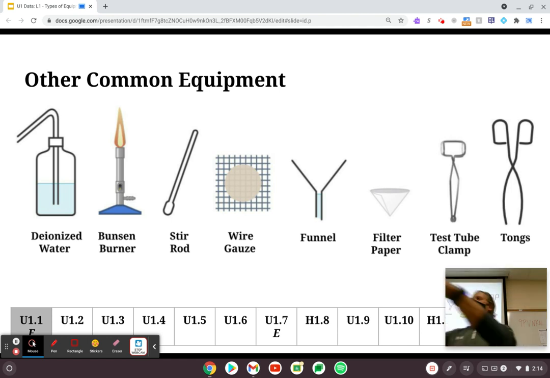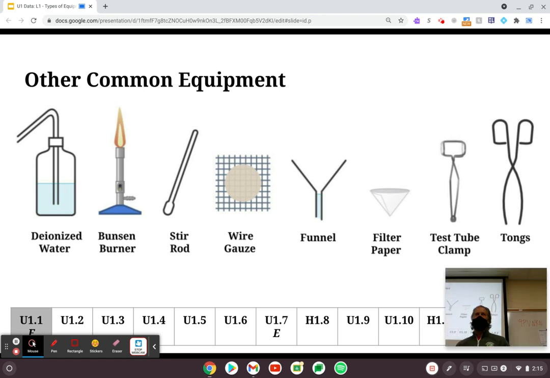Another piece of equipment that you'll find at your lab drawer is a Bunsen burner. A Bunsen burner has a rubber hose on it, and that allows gas to travel through it. And when we use this for the very first time, I will refresh your memory how to light a Bunsen burner and adjust it properly. But for now, you just need to be aware that they exist.